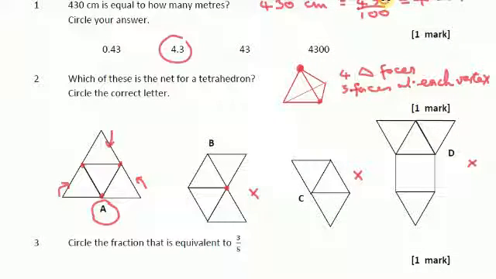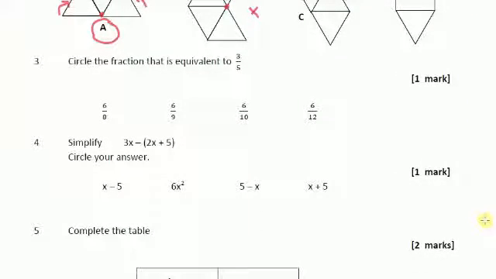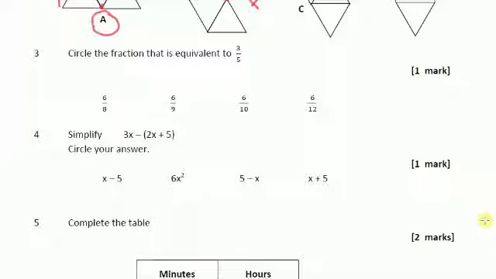Move that out of the way. And if we move on to number 3, number 3 says circle the fraction that is equivalent to 3/5. So equivalent fractions. We know that we can get equivalent fractions by taking any fraction and multiplying the top and the bottom by the same number. Whatever number you multiply on the top, you multiply on the bottom, you'll get an equivalent fraction.